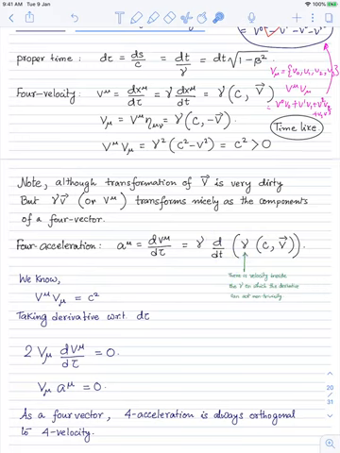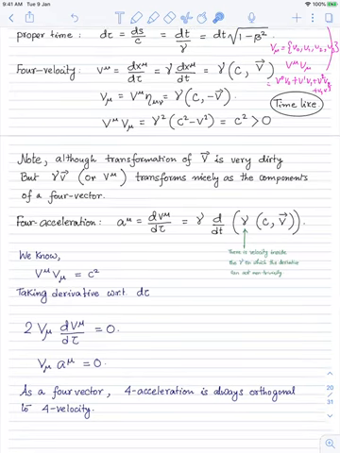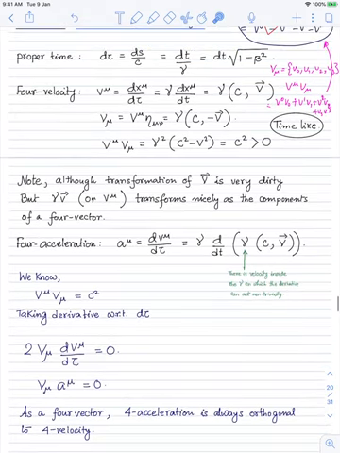So the 4 acceleration is a very, very complicated quantity because of this gamma factor. Of course there's an outside gamma factor, but there's also a gamma factor inside the derivative which needs to be taken into account, and that makes it a slightly complicated quantity to deal with. Okay, very good. So let's start with this fact.